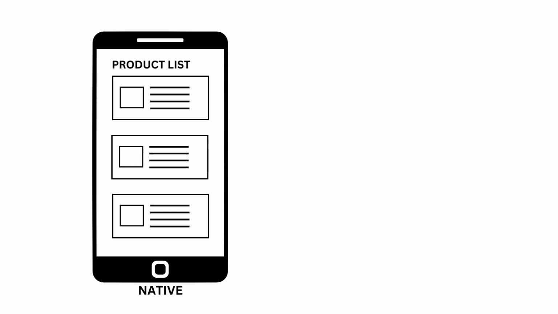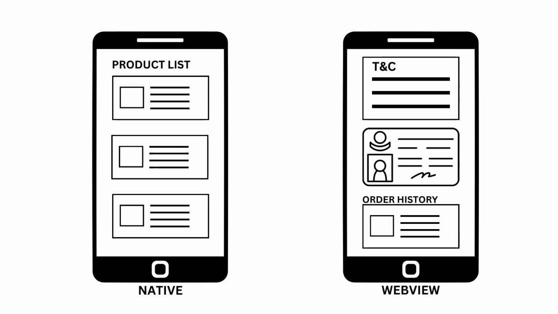For instance, if you're building an e-commerce app, you can use native components for the home screen, product listings, and product details. These parts need to be fast and responsive since users interact with them frequently and they are crucial for the app's success. On the other hand, use WebView for pages like the profile, order history, and terms of service. These pages are less frequently used and can be updated easily without releasing a new version of the app.